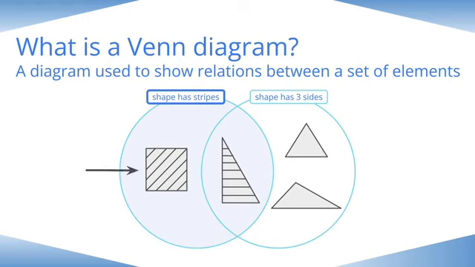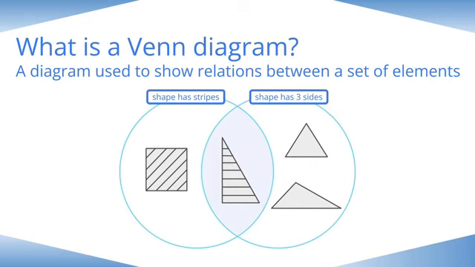You can also see the square is in the section that does not overlap since it does not have three sides. The circle on the right contains three triangles since they all have three sides. You can also see these two triangles are in the section that does not overlap since they do not have stripes. Finally, you can see the striped triangle in the overlapping section since it has both stripes and three sides.